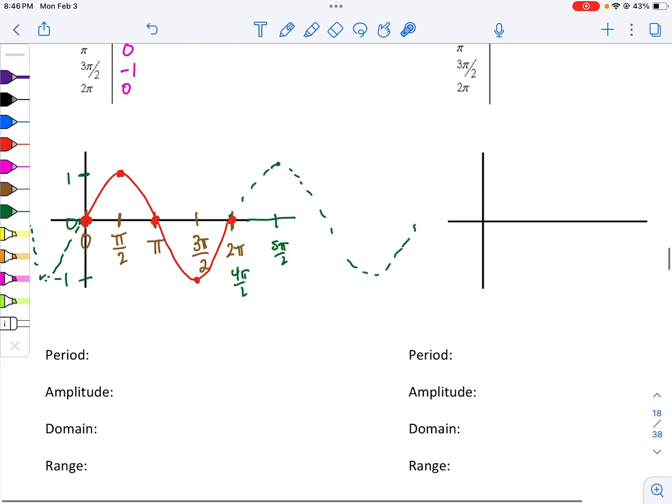All right, so we talked about the period of sine. Period of sine is always 2 pi. So the sine graph starts at 0, it goes up, down, middle, up, and then it would start to repeat. So from 0 to 2 pi is the distance it takes, or how long it takes to repeat.